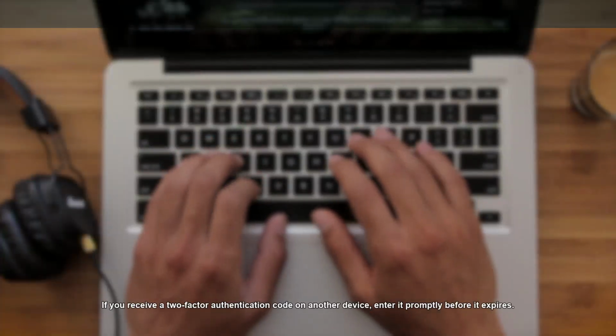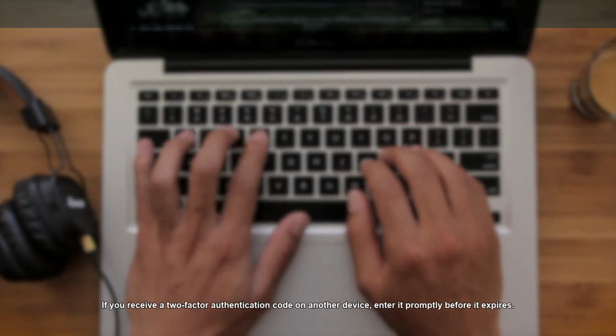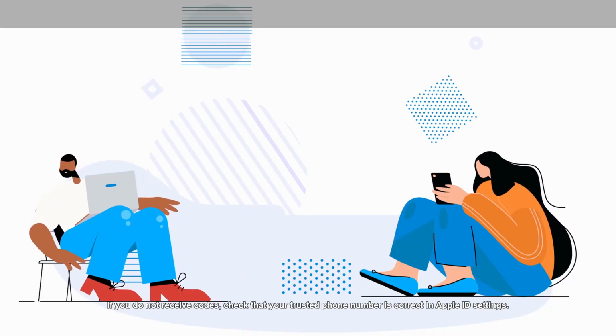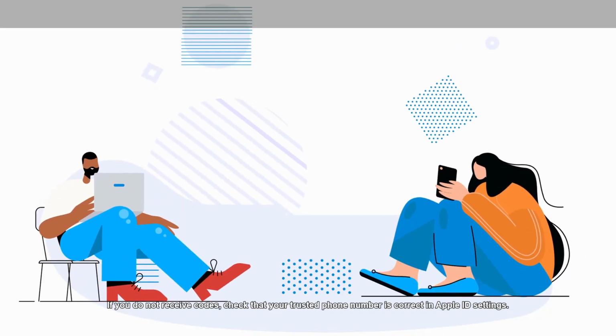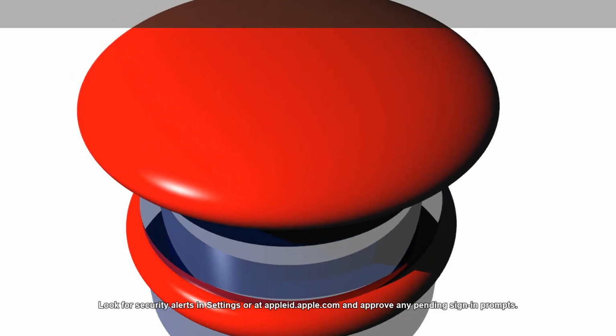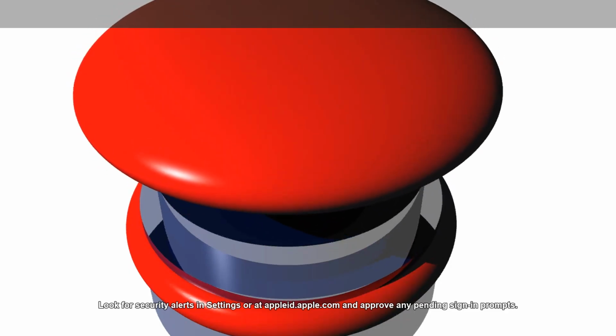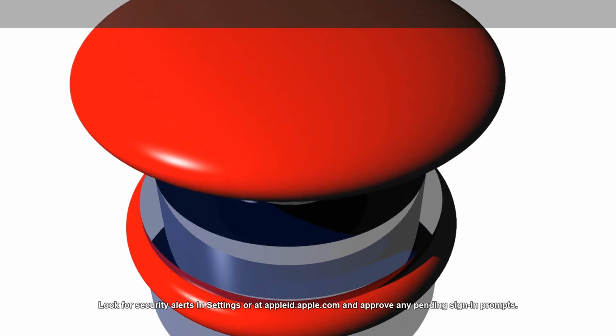If you receive a two-factor authentication code on another device, enter it promptly before it expires. If you do not receive codes, check that your trusted phone number is correct in Apple ID settings. Look for security alerts in settings or at appleid.apple.com and approve any pending sign-in prompts.